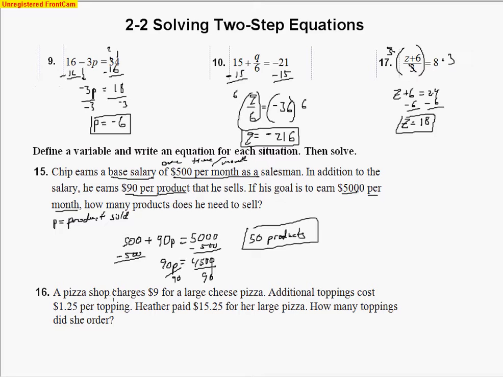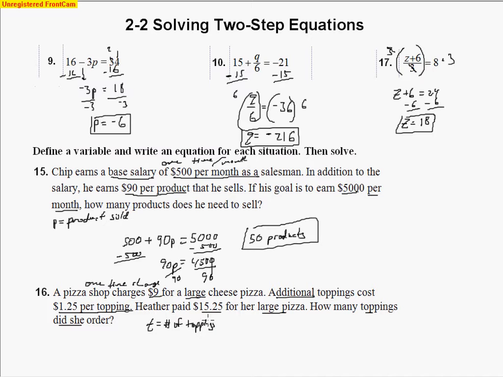Here it says a pizza shop charges $9 for a large pizza, so that's like the base charge. That's the one-time charge. So that's our constant there. Additionally, toppings cost $1.25 per topping. Heather paid $15.25 for a large pizza. How many toppings did she order? So let's say T equals the number of toppings.